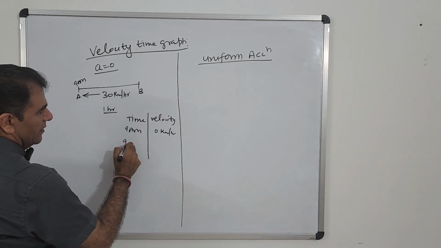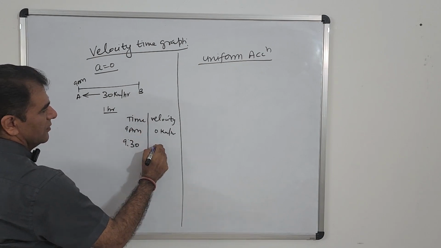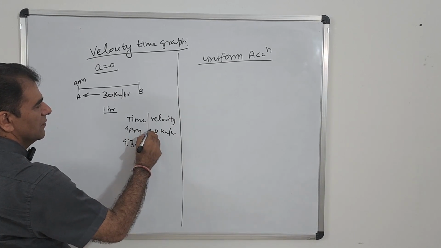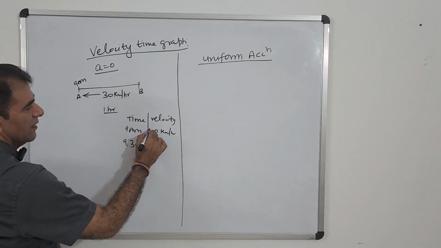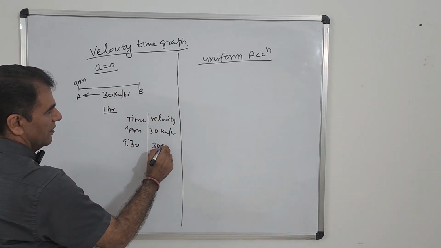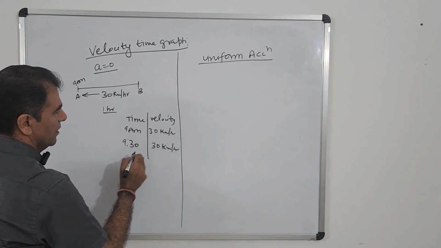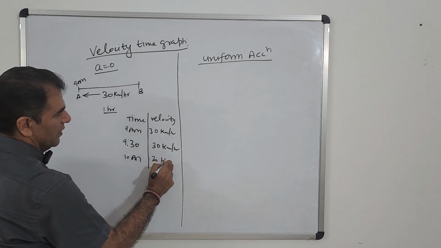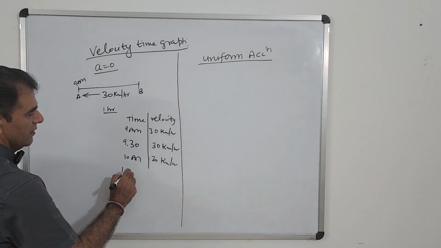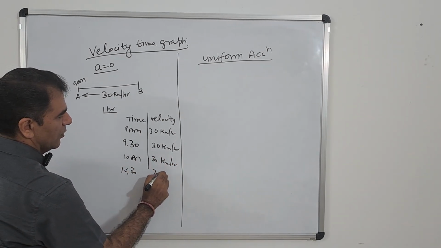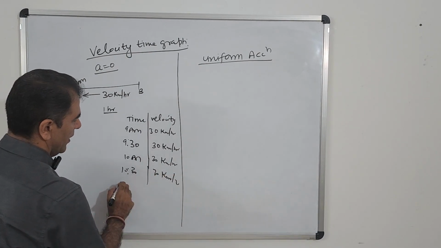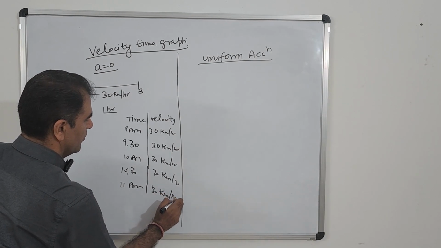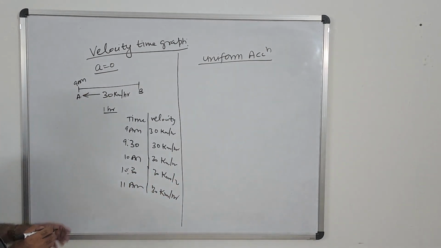And at 9:30 his velocity was 30 kilometers per hour, not 0, otherwise we will have a graph like this. Take it 30 kilometer per hour. At 9:30 it is 30 kilometer per hour. Then at 10 a.m. it is 30 kilometer per hour. At 10:30 it is 30 kilometer per hour, and at 11 a.m. it is 30 kilometer per hour, right?